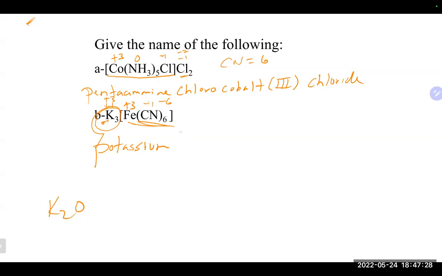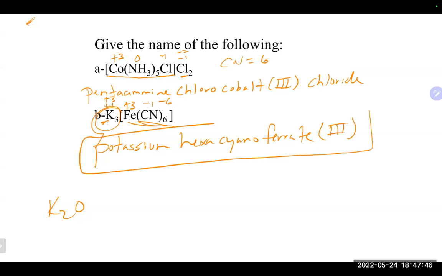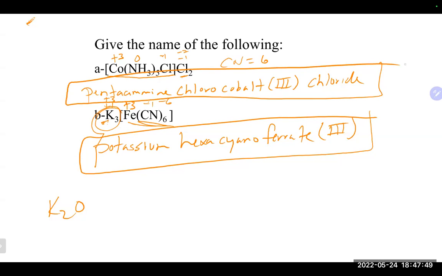We will go with hexa, cyano, and ferrate in this case, because the complex ion is negative. We're going to use the ate version of the name, not forgetting to put our Roman numeral of 3 in this case. Any question on any of those names there? Once again, obviously, if you took out the counter ion on either of them, you just take out the counter ion part of the name and put ion at the end of each of them, and you would have the name for the complex ion part. Coordination number on the bottom one there would also be 6 as well. Any question on any of those 2?